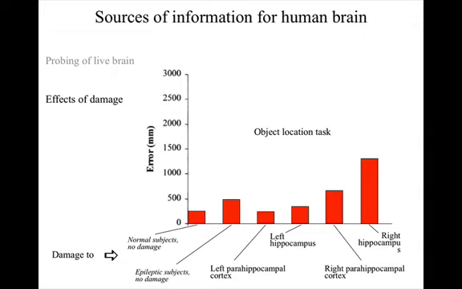The diagram shows the location errors made by different types of patients. The results indicate that the hippocampus in the right hemisphere of the brain probably plays a greater role in remembering location information than some other areas. Observations of the effects of targeted damage to the brains of animals are much more common, and again can be extrapolated to human brains to a degree.